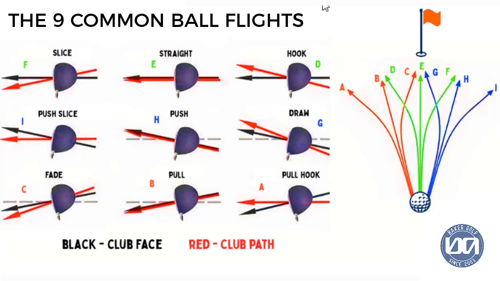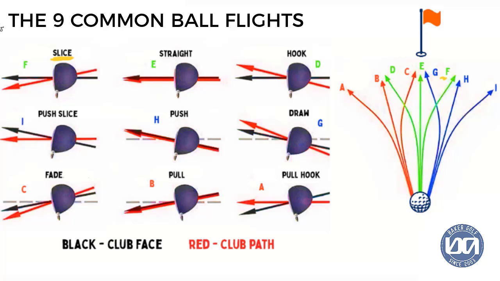We go to F, which is the opposite of the hook, and it's a slice. Now this is caused by a club head that's traveling from outside the target line back to inside the target line. So it's traveling left of the target, yet the club face is square to the flag or to the target at impact, yet it's open to the club path. And that's why we get that left to right spin, which causes the slice.